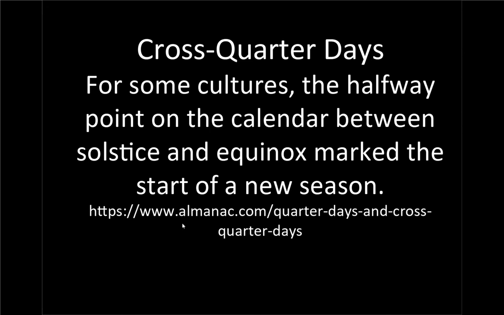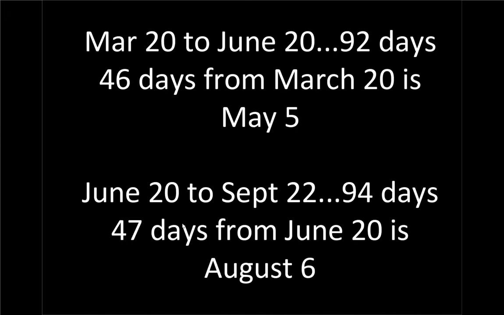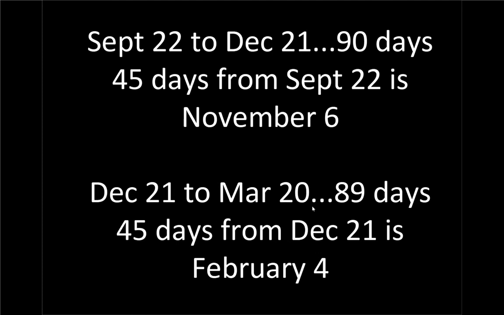And there's a website here that gives some useful information on this. I'll try to put this in the descriptive notes for the video, so you can just click on it and go to the website. So a little more counting. March 20th to June 20th, 92 days, cut that in half. And then on the calendar, I went from March 20th forward. I found May 5th. That would be the cross-quarter time on the calendar. And then from June to September, the cross-quarter date is August 6th. Using the same method, from September to December 21st, November 6th is the cross-quarter date. And then December to March, February 4th is the cross-quarter date.